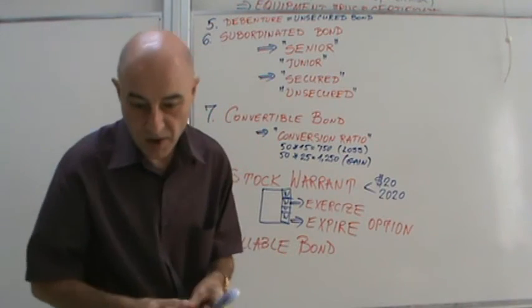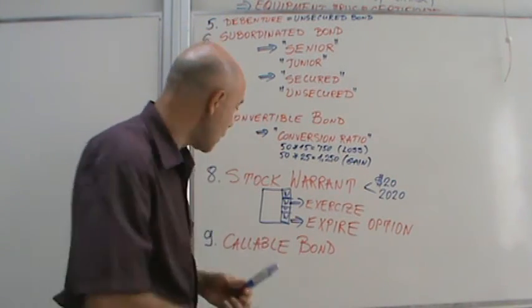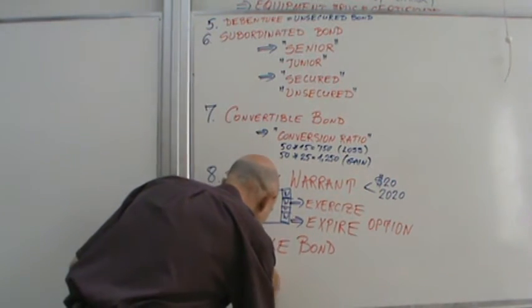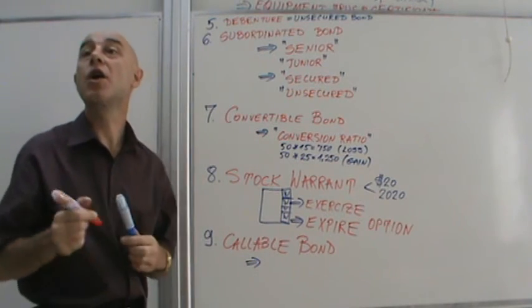A callable bond will have what is called a call provision.